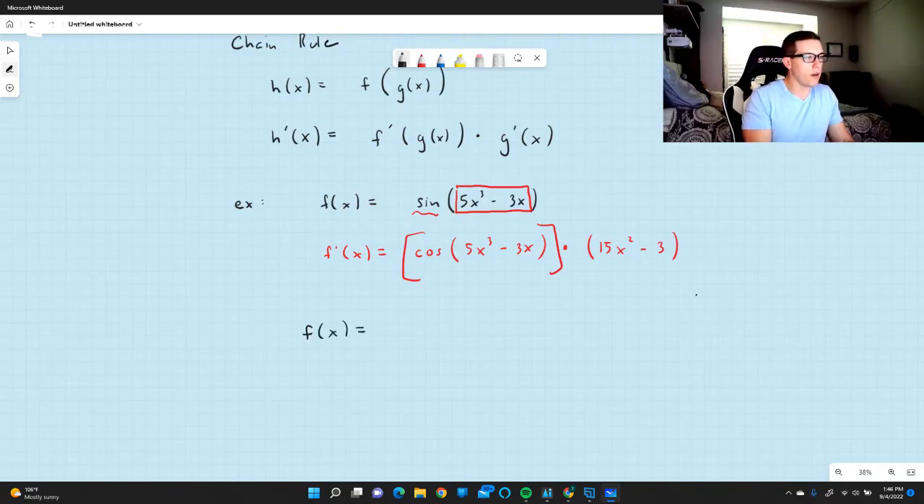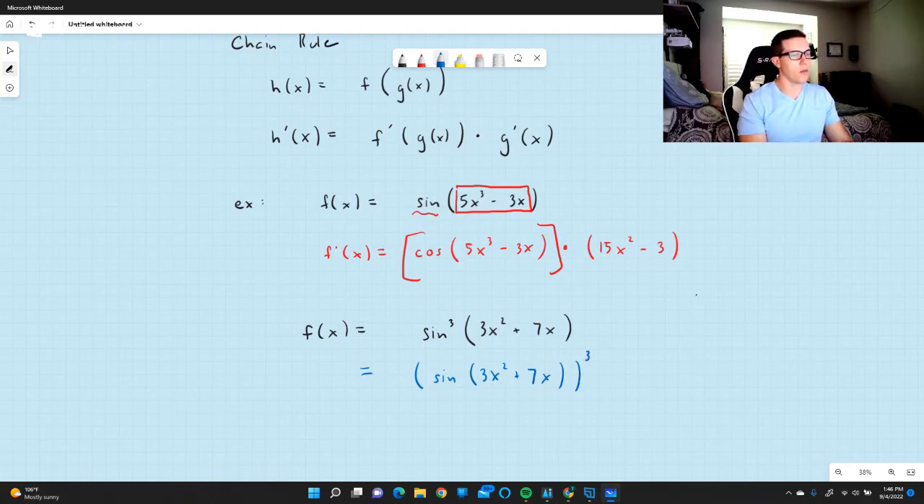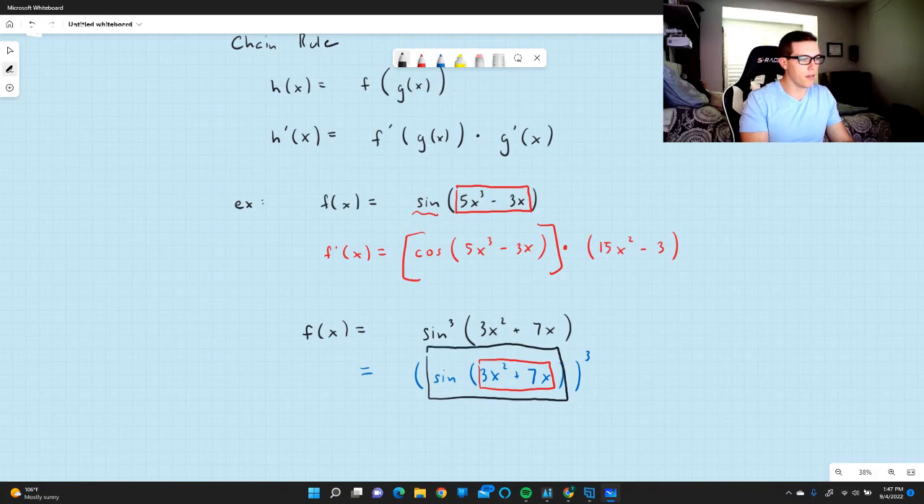If you've got a chain rule problem that looks like this, what if we have sine cubed of 3x squared plus 7x? This is actually a double chain rule. First, you may rewrite it as sine of 3x squared plus 7x, cubed. Same thing. Remember, when the cubed is here, it means the entire function is being cubed. So check it out. We have this function inside of the sine function. And not only that, we have this entire thing inside of the cubed.